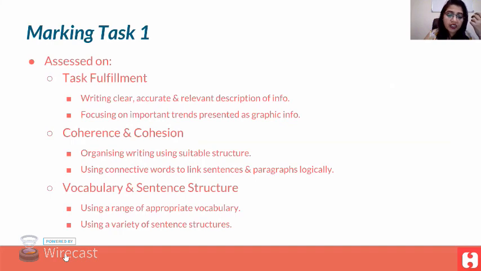Now, organizing writing using suitable structure. Your suitable structure for task 1 is paragraph 1, which would be the introduction. It should not carry more than 1 or 2 lines, and paragraph 2, which is your body. That's it. There is no conclusion in it because we are not concluding anything. Using connective words to link the sentences and paragraphs logically.